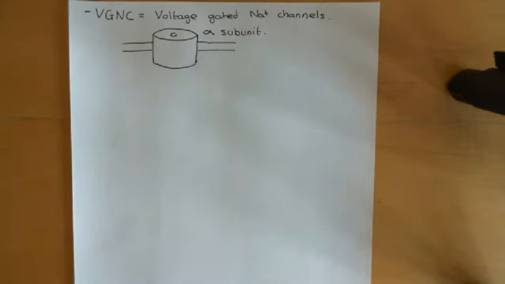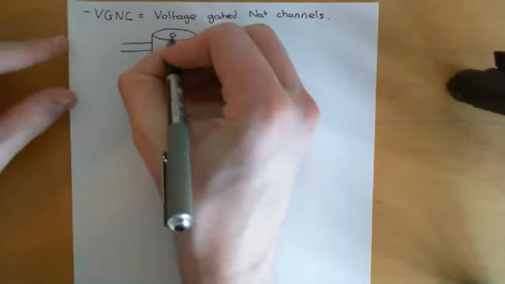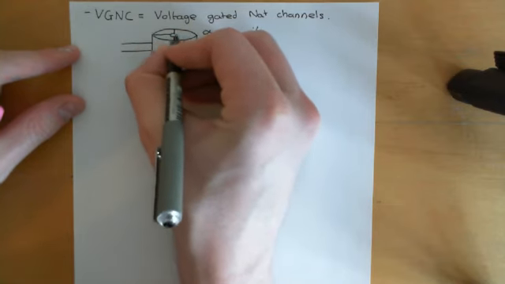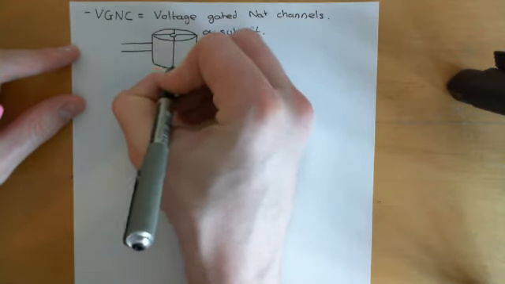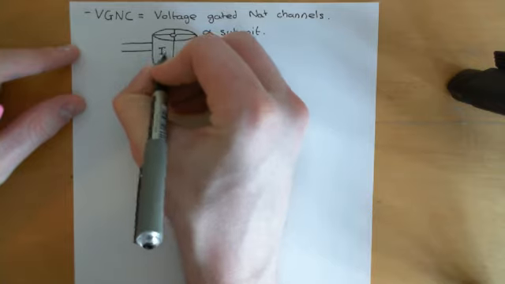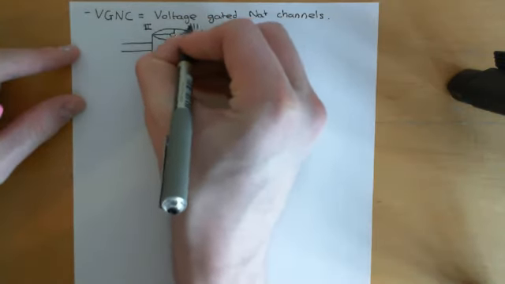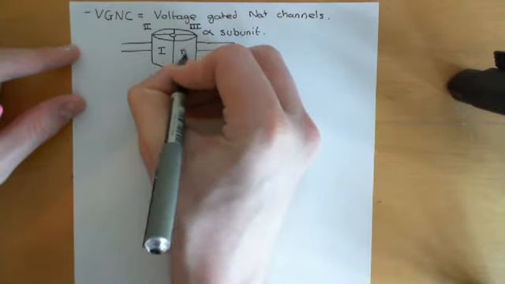Now, despite the fact that it is just one protein that makes up this entire pore-forming unit, it is actually split into 4 separate domains that resemble the 4 separate subunits of a voltage-gated potassium channel. So what we can do is split it up into 4 separate domains: domain number 1, domain number 2, domain number 3, and domain number 4.